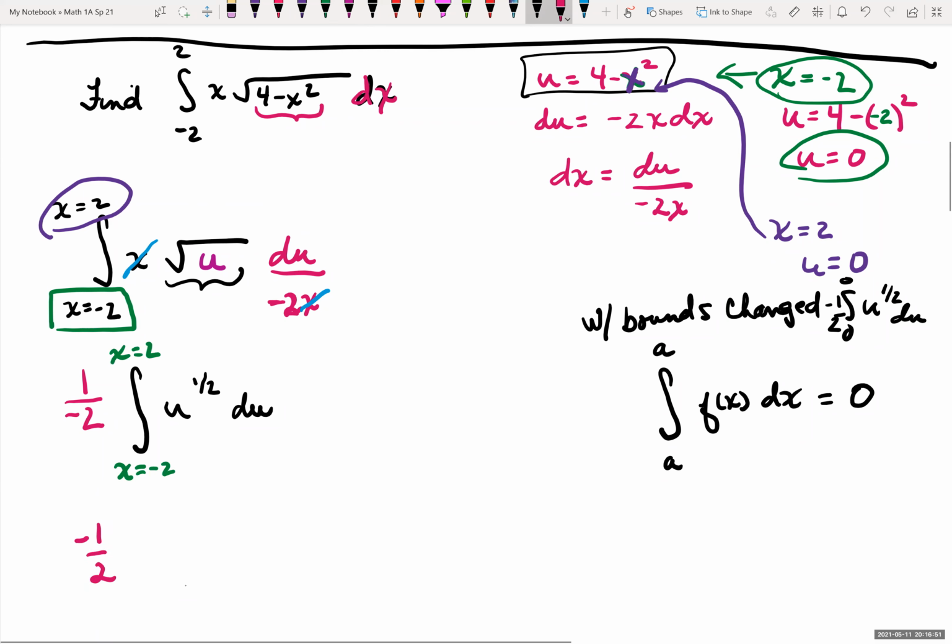And now let's take the antiderivative of u to the 1/2 power. So if we add 1 to the 1/2 power, we get 1/2 plus 2/2 is 3/2. And now we're dividing by our new power, 3/2, but instead of dividing by a fraction, let's think of multiplying by the reciprocal. So instead of dividing by 3/2, let's think of it as multiplying by 2/3. And we're looking at this when x equals negative 2 to x equals 2.